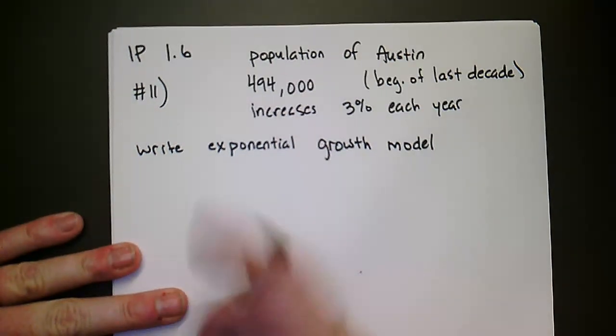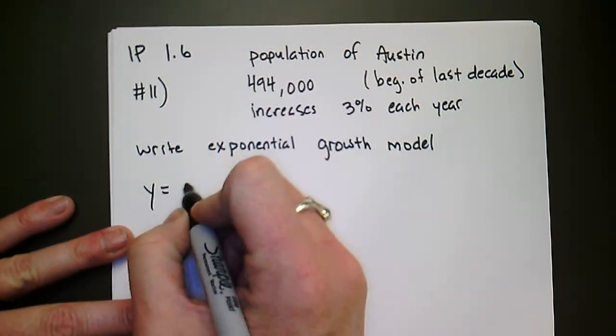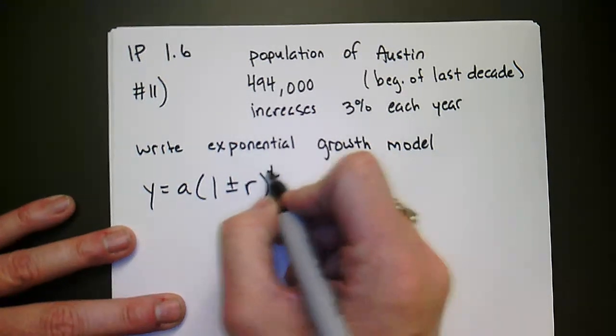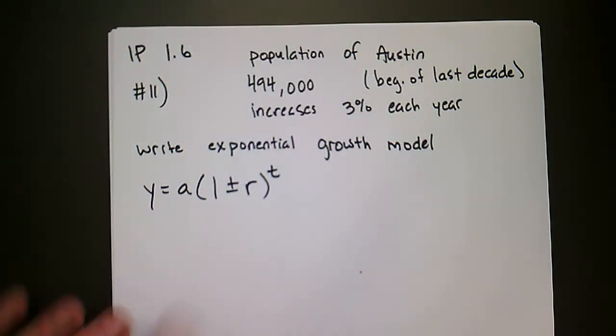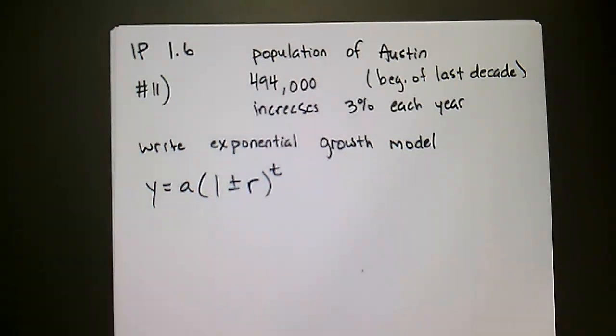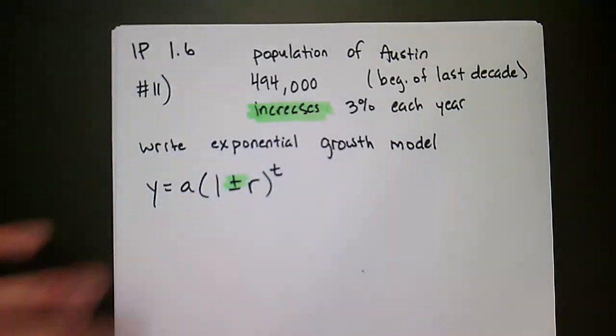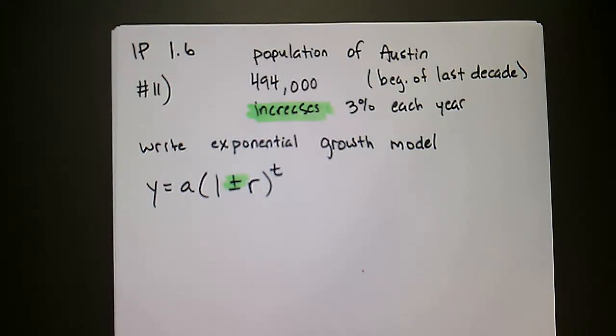So our exponential growth model is going to follow this structure. It's going to be y equals a times 1 plus or minus r, to the t, because depending on whether you have growth or decay, you're going to use this. Now it says growth model in the problem, and this is really what should clue you into the fact that you want to use a plus. So we're going to use the plus model.